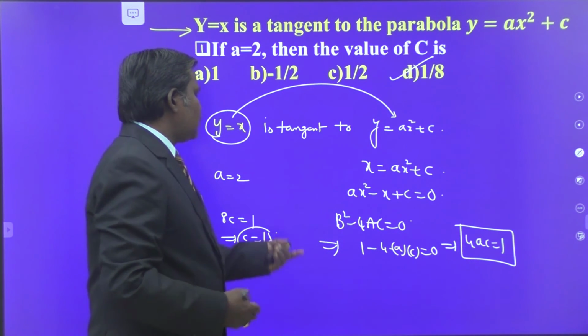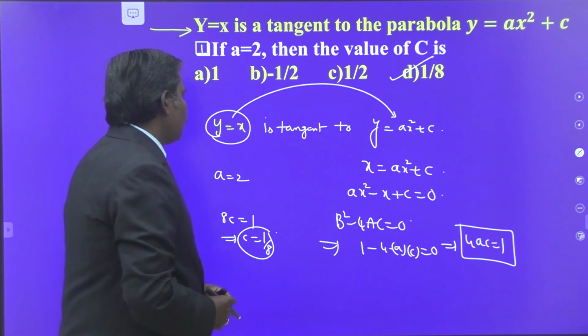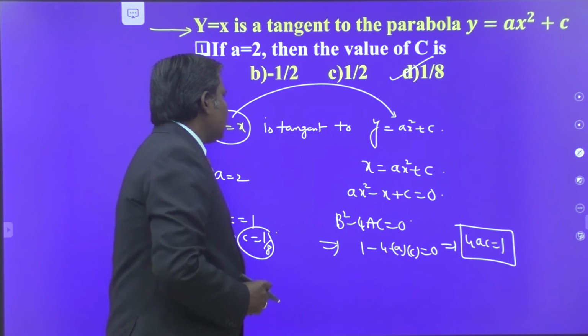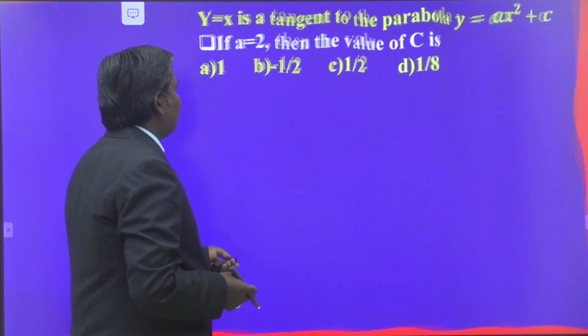So, what is the value of c? 1 by 8. We just set the discriminant to 0, b square minus 4ac equal to 0, and we obtain c is equal to 1 by 8. Let us move on to the next question for the same paragraph.